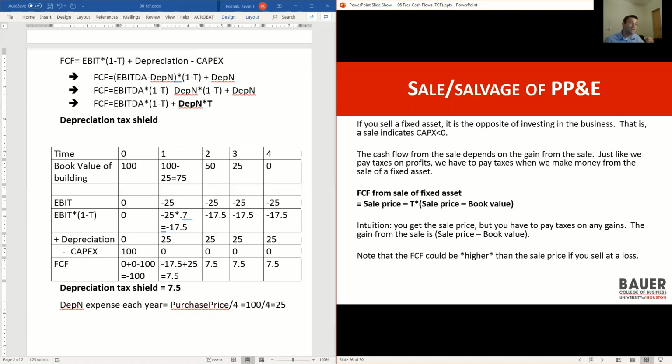You buy a building, that's a positive CAPX, it's a negative cash flow. But when you sell that building, it's a positive cash flow to you. You're bringing money back into the company. You can use that to give to your investors. That's a negative CAPX.